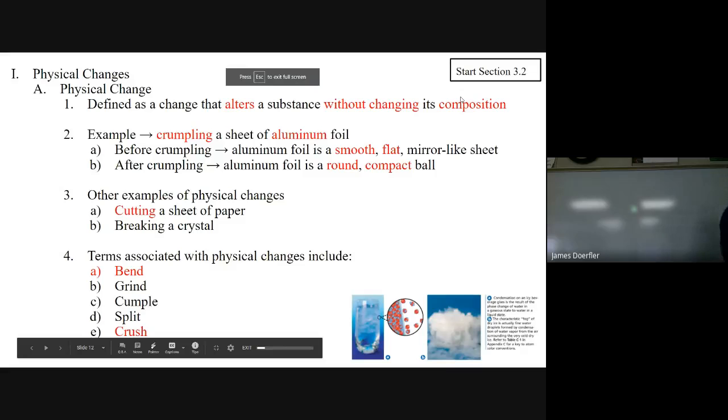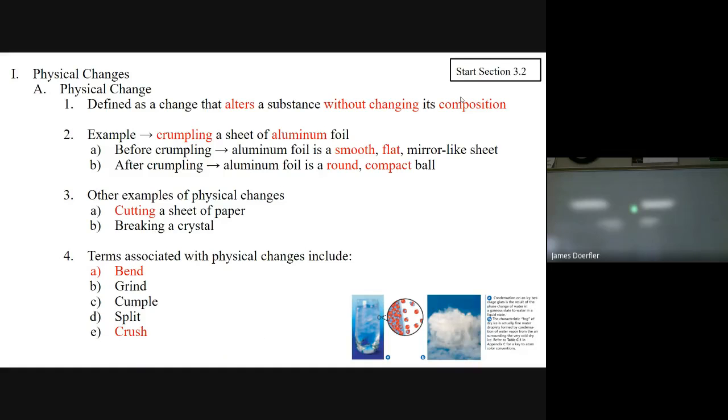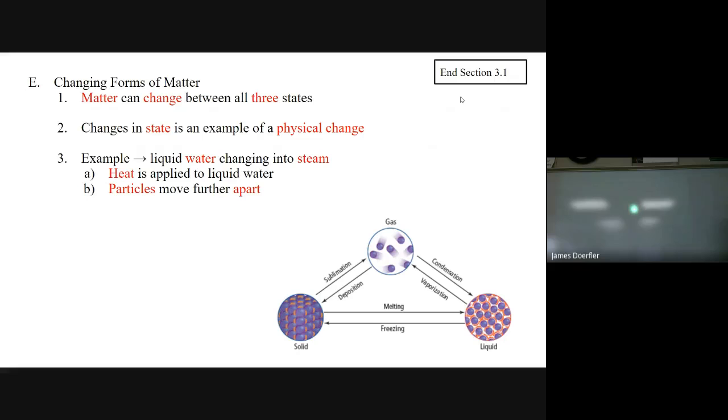Now, in the first section, we really highlighted chemical and physical properties. Today, what we're going to be doing is looking at chemical and physical changes.